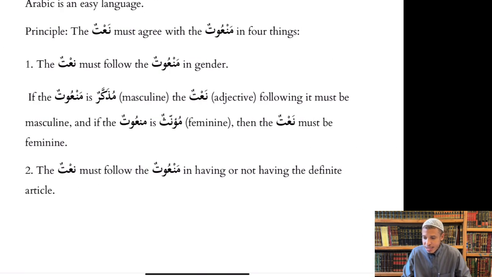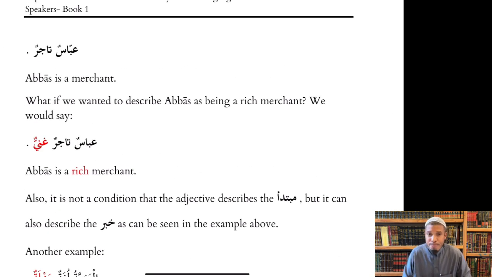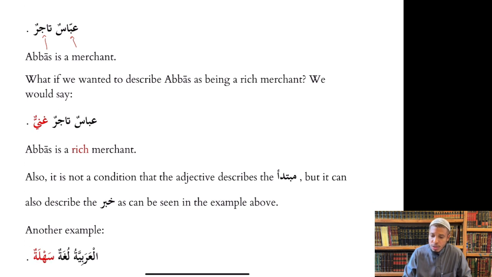Let's take another sentence. We have عباس تاجر. مبتدا خبر. This is your مبتدا and this is your خبر. Alright, both مرفوع. What if we want to describe Abbas as being a rich merchant? We would say عباس تاجر غني. So look at your na'at. This is your na'at. This is your man'ut, which is being described. Abbas is a rich merchant.